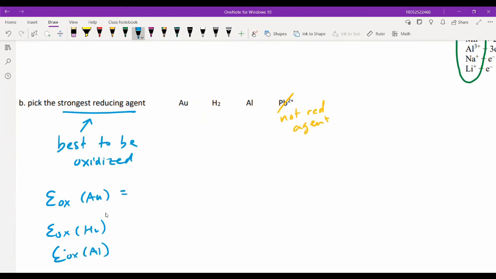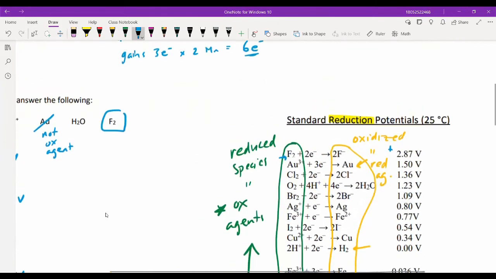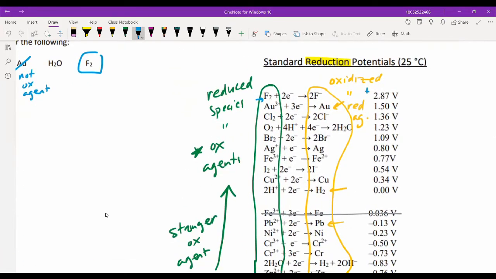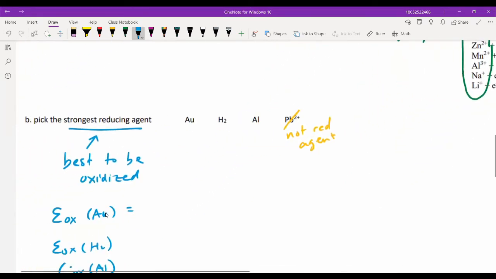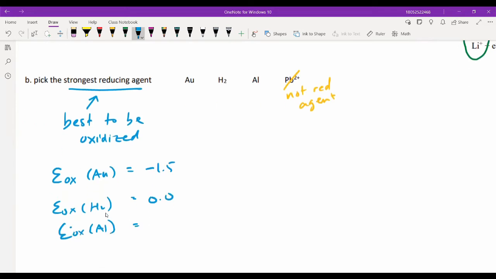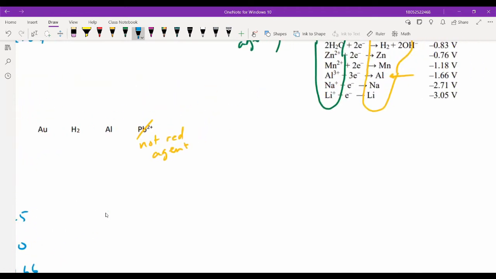Okay, so if I look at gold, when I oxidize gold, I'm actually flipping this reaction around. So this number now becomes negative 1.5 if I were to reverse the reaction. So that's important to know. This would be negative 1.5. Hydrogen is just 0, so if you flip it around, it's still 0. And then aluminum, if you flip that one around, is 1.66. Right? There's aluminum down there.